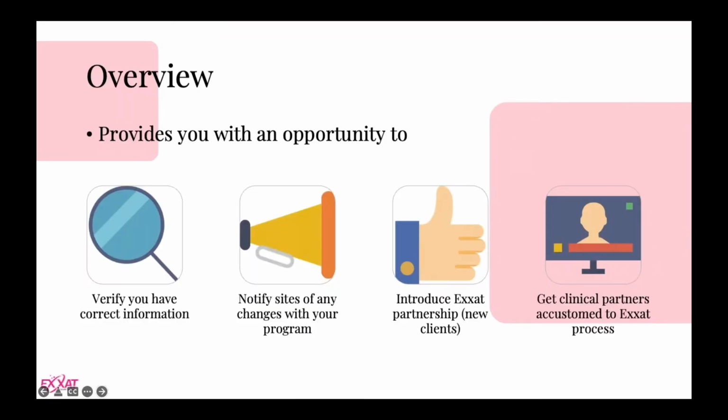So if you're new to Exact, or if you're new in general to this particular process, the update location information feature is one that allows you to send out an email to your sites prior to the March mailing to do a couple of things. One of the things it does is it verifies that you have the correct information. It does this both by the sites being able to respond and also getting any sort of bounce back emails. You can also use this email as a way to notify the sites of any changes that you might have with your program, or even to let them know that you're using Exact.